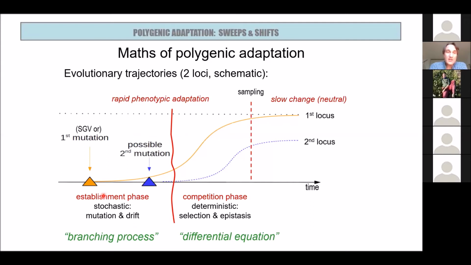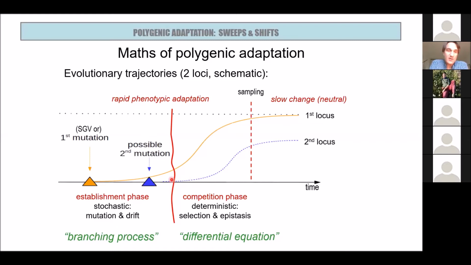And then we can dissect this phase of rapid phenotypic adaptation again in two parts. As I said, initially these allele frequencies are really small. We call this the establishment phase. And when allele frequencies are small, then the movement of these alleles is mostly stochastic, right? It's mostly determined by mutation and drift. So these are the most important processes initially, and so we'll set up a theory that is just governed by these two forces.